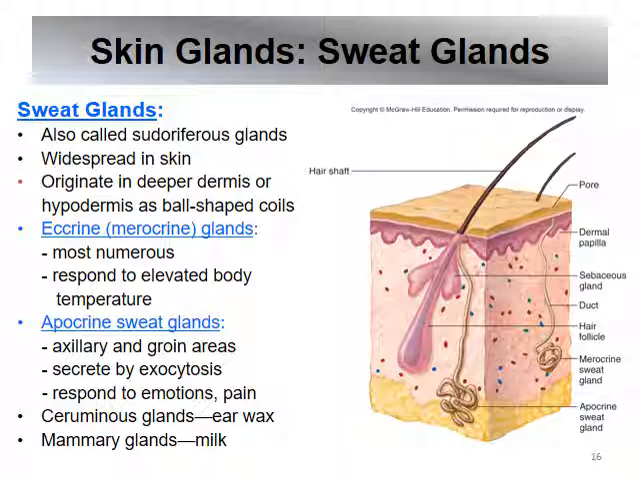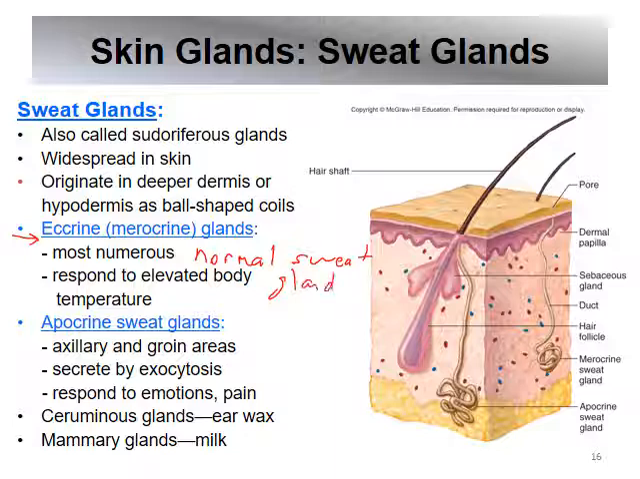Sweat glands. There are these different sweat glands here. The main sweat gland is the eccrine gland. Eccrine glands release through the merocrine way of secretion, meaning through exocytosis. And so eccrine, or the merocrine glands, these are the normal sweat glands. When we get hot, these are activated by the control center, which is the brain.